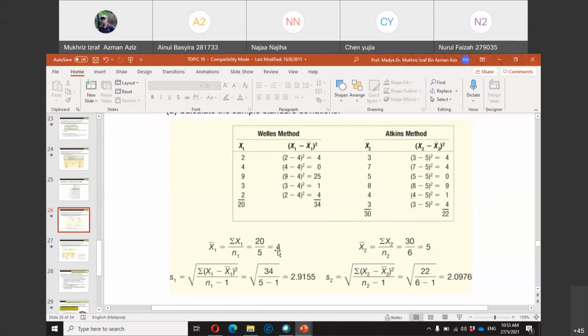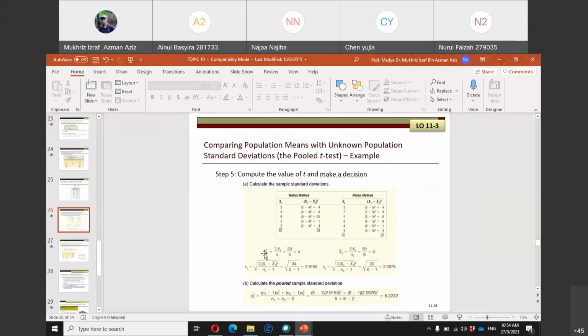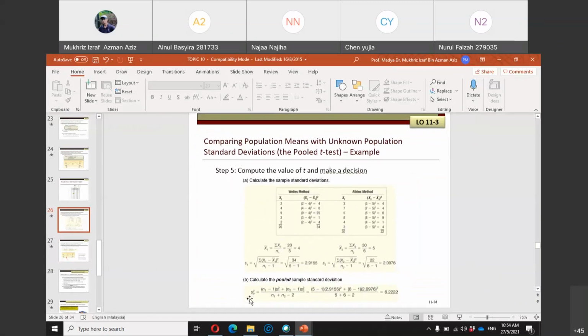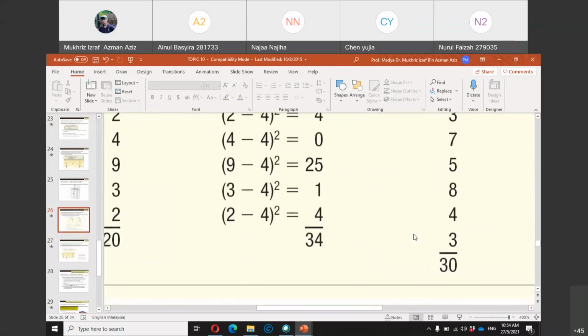So getting these two separate values, 4 and 2.9 and 5 and 2.09, should be no problem at this stage. Because if you know how to do it for the previous exercise, calculating the mean, especially the sample standard deviation, it is the same process here. The only thing you need to do is first get the mean and the sample standard deviation before you can calculate the pooled standard deviation. Just follow the formula in the book, and it should be fine.